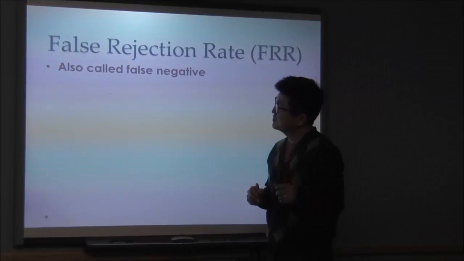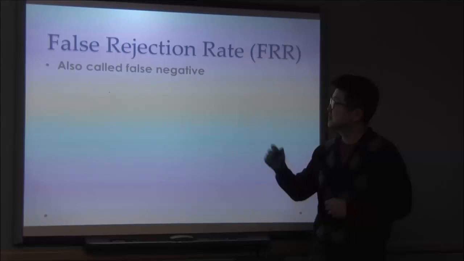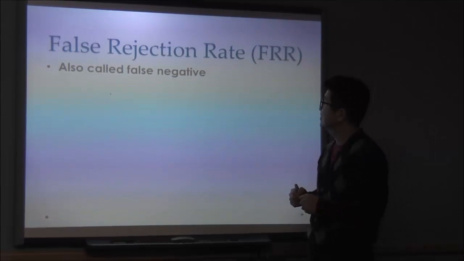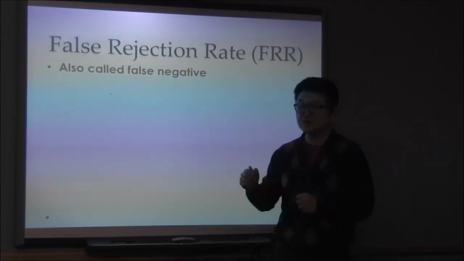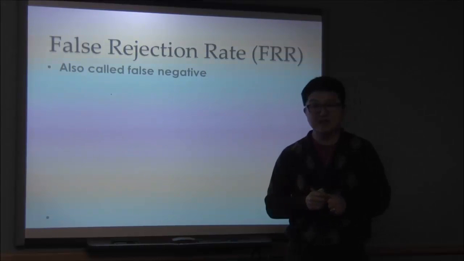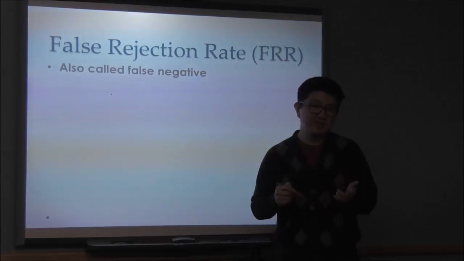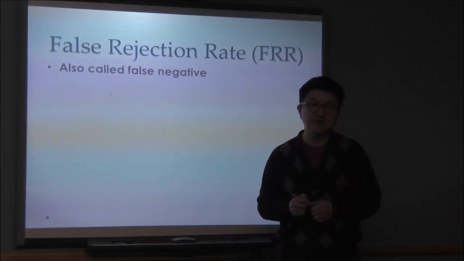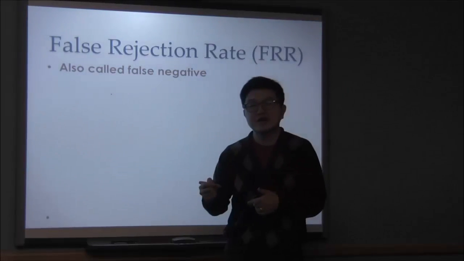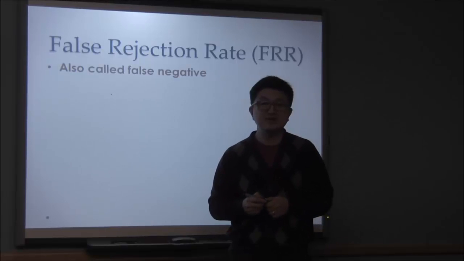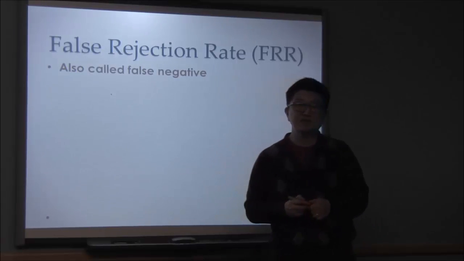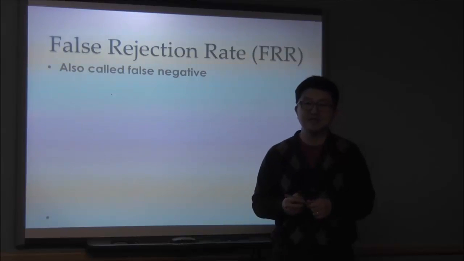The next problem I'm going to talk about is called false rejection rate, or FRR, also called false negative. This is the exact opposite of false positive. When you are a valid user or a valid supplicant, the system still rejects you and says that you're not a valid user or supplicant.